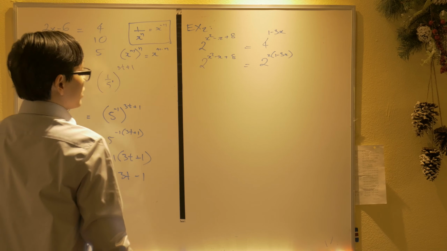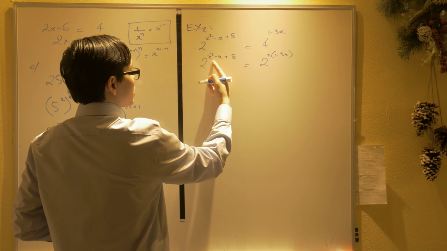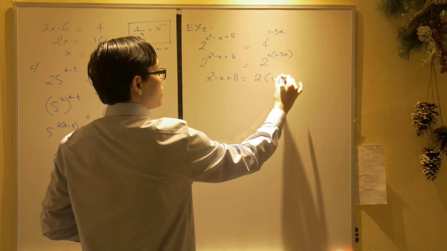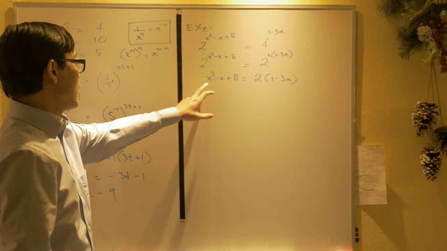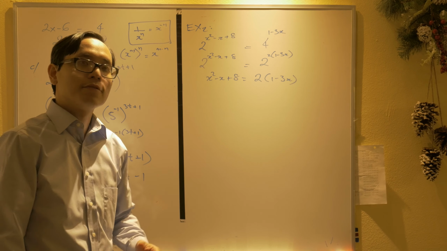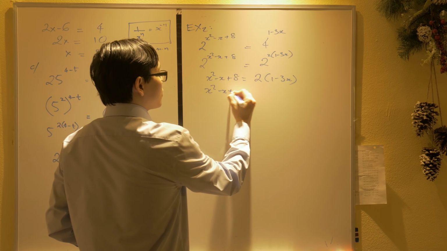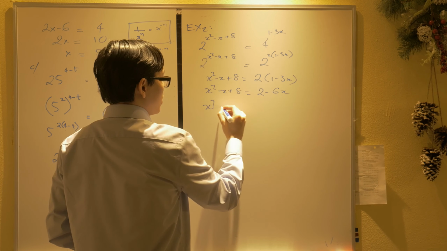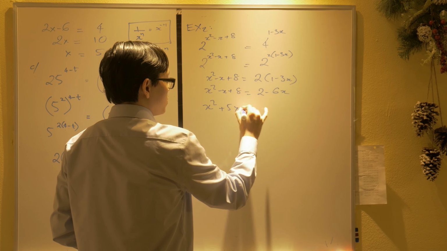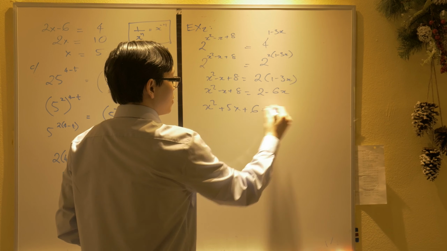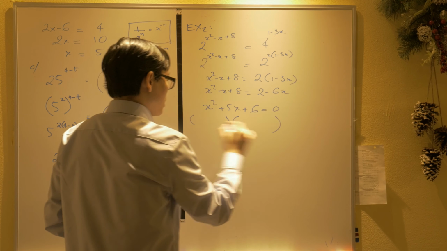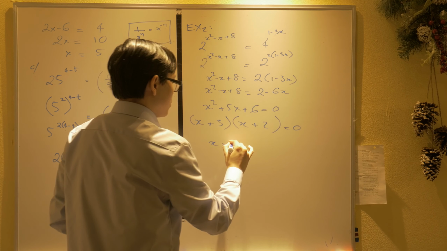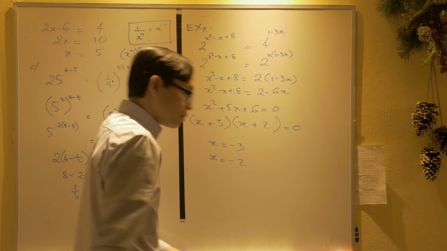Because we have the same base, you can set the exponents equal. The exponent over here is x squared minus x plus 8. The exponent over here is 2 times 1 minus 3x. So it looks like we have a quadratic equation, and every time we have a quadratic equation, we have to factor, right? But before doing that, we have to distribute. And bring it back here: x squared plus 5x plus 6 equals 0. Now you just have to factor: (x plus 3)(x plus 2) equals 0. And you can solve: x equals -3, x equals -2.